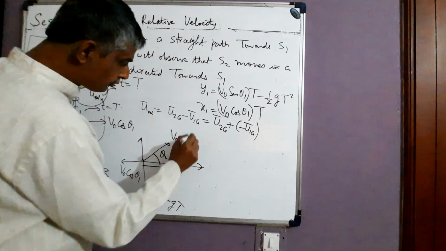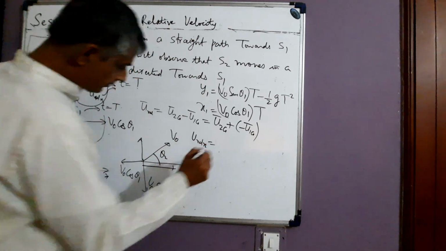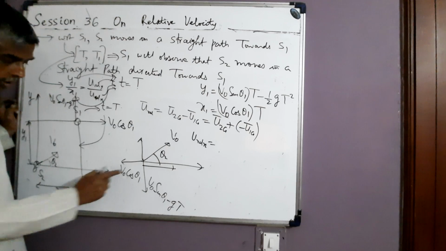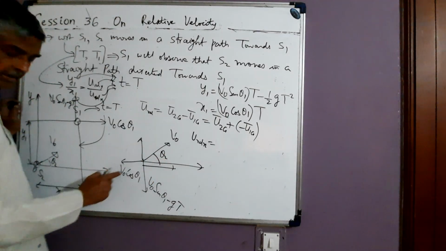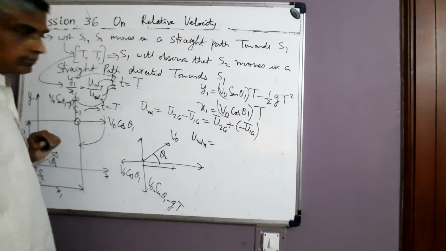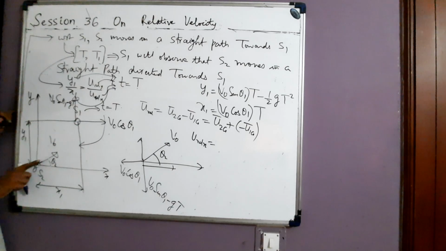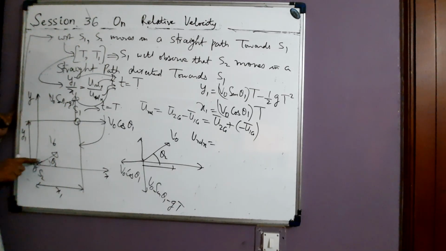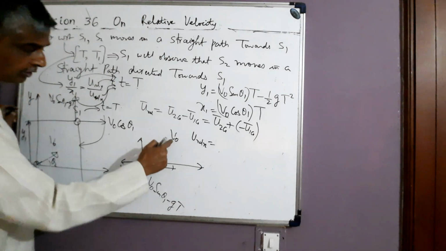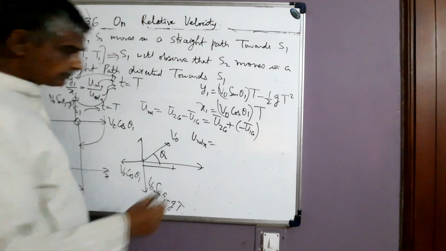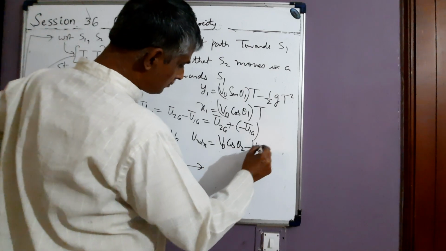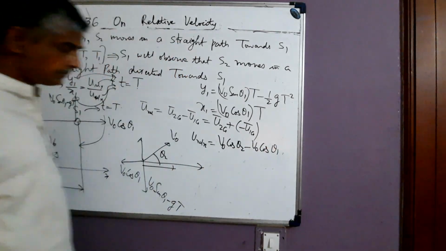So now we can find u relative x. That is V naught cos theta 2 minus V naught cos theta 1. Not this one, it is this. V naught cos theta 2 minus V naught cos theta 1, because with respect to S1, S2 is moving in this way. They don't need to collide now. So its x component of u relative should be in the rightward direction. So V naught cos theta 2 minus V naught cos theta 1.